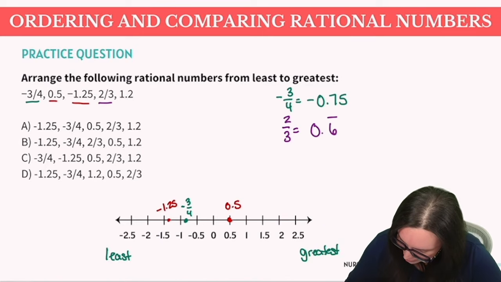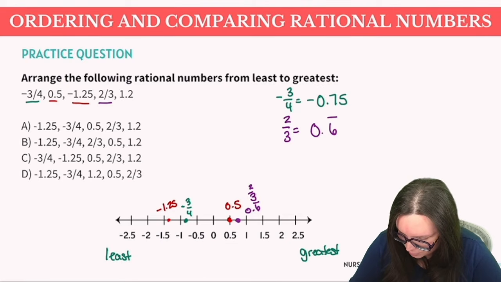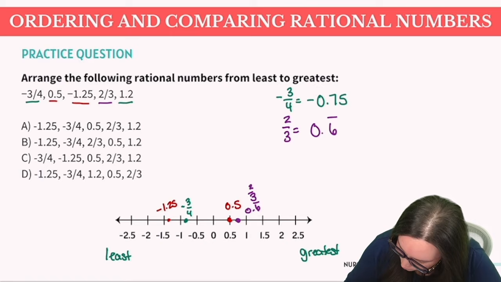So 0.6 is just going to be a smidge over here to the right of our 0.5. We'll put 2/3. And then lastly, we have the number 1.2. So our 1.2 is going to go right about here, 1.2.